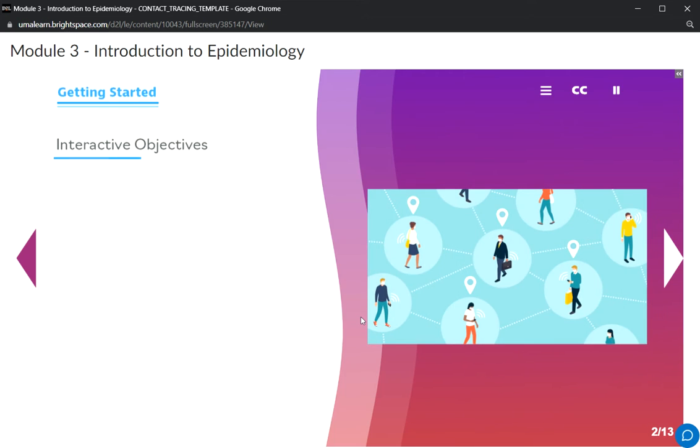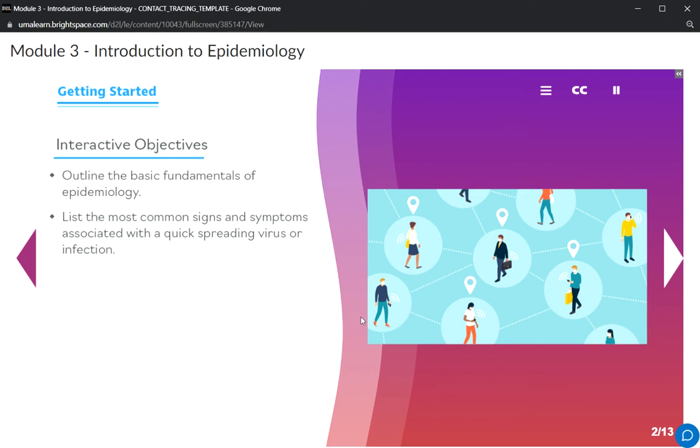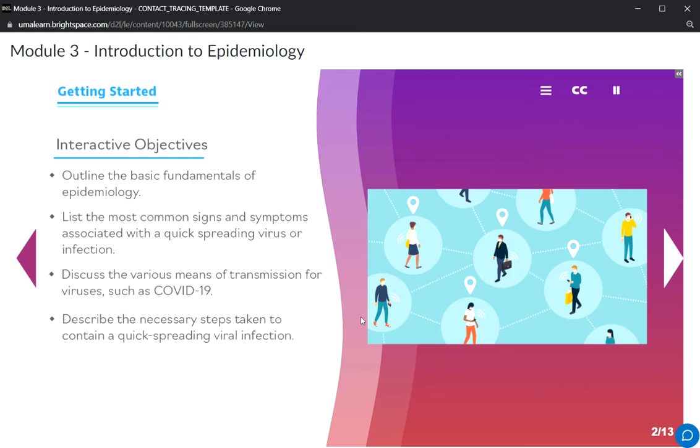Welcome to Module 3, Introduction to Epidemiology. Throughout this module, you'll be introduced to the basic fundamentals of epidemiology and the most common signs and symptoms associated with a quick-spreading virus or infection such as COVID-19. You'll also learn about the means of transmission for viruses and the steps taken to quickly contain them.